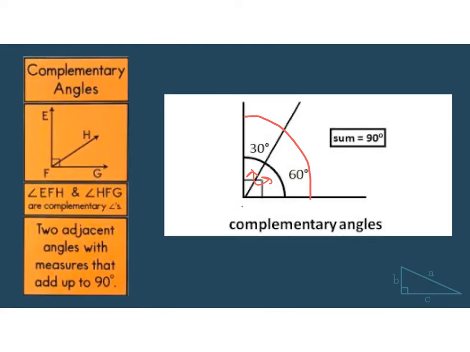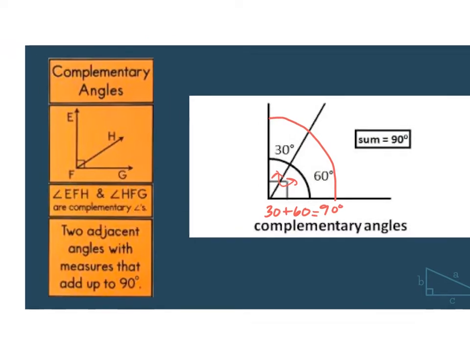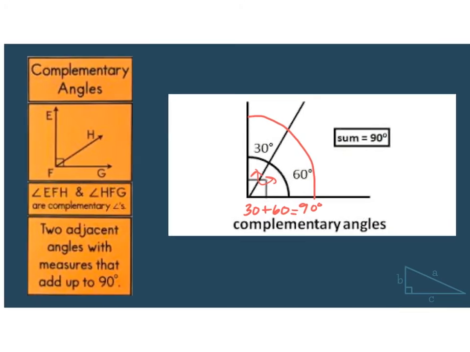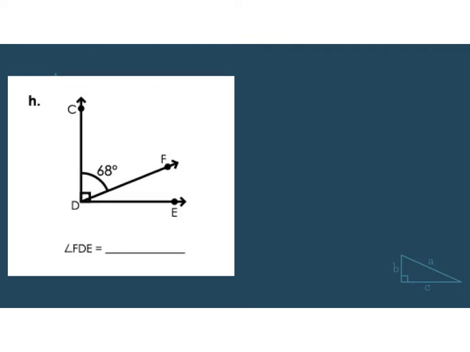So for this one, 30 plus 60, we know 3 plus 6 is 9. Add in that 0, 90 degrees. So all of the angles that we'll be working with have a sum. So we already know the answer, we're just finding a missing piece. Okay, so for this one, we are going to fill in the missing pieces of our equation. We know that the two angles together are going to have a sum of 90. They're always going to equal 90.